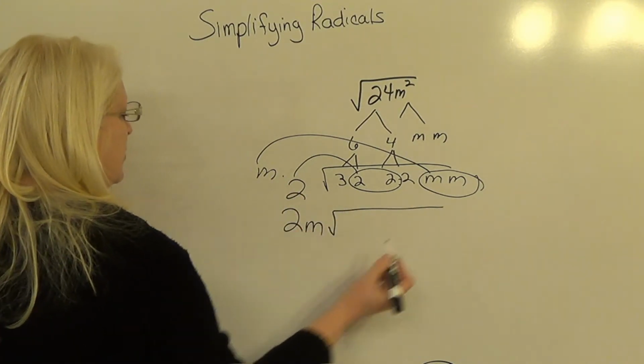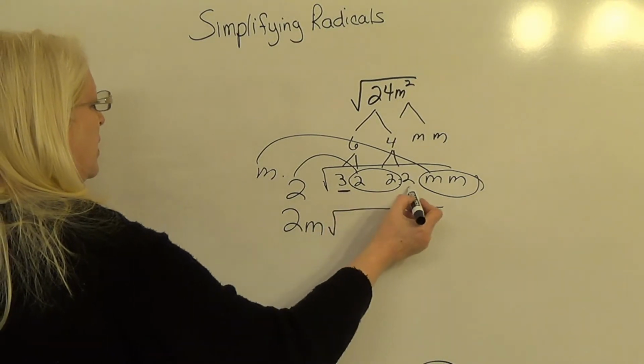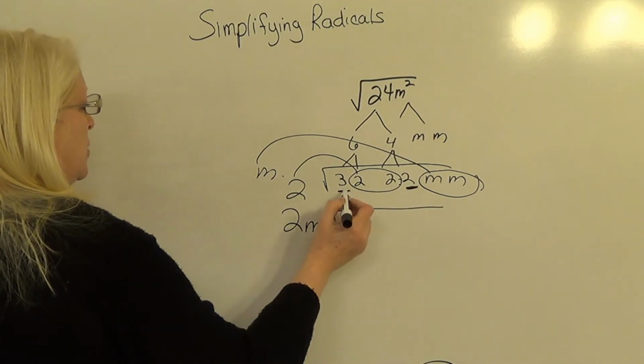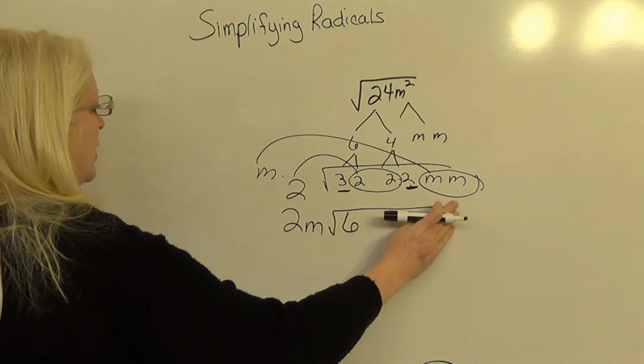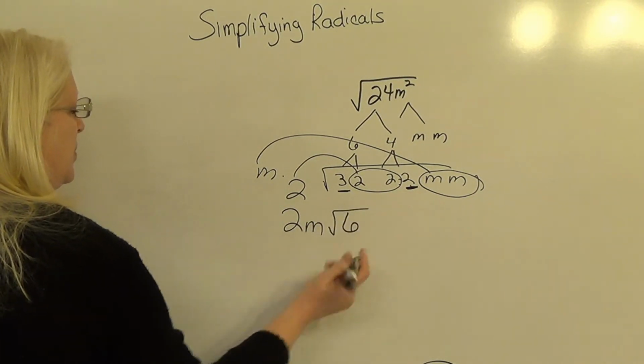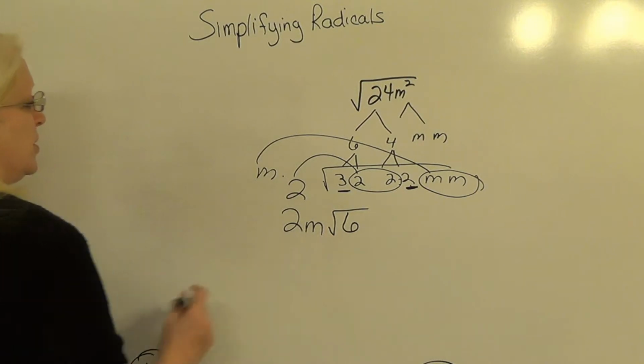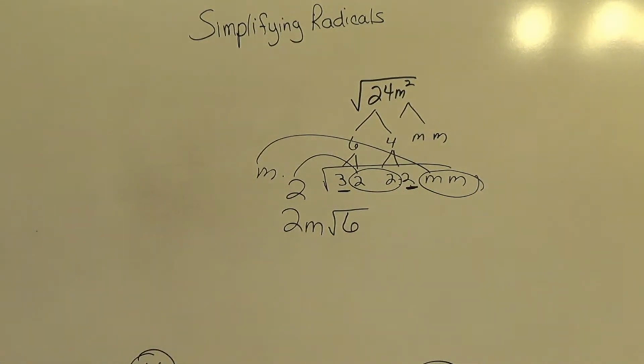Now let's see what's left over. We have a 3 and a 2 inside. So you're going to multiply the leftover 3 and the leftover 2, and you're going to get 6. You're going to keep that in the radical. So this is your answer, 2m square root of 6.